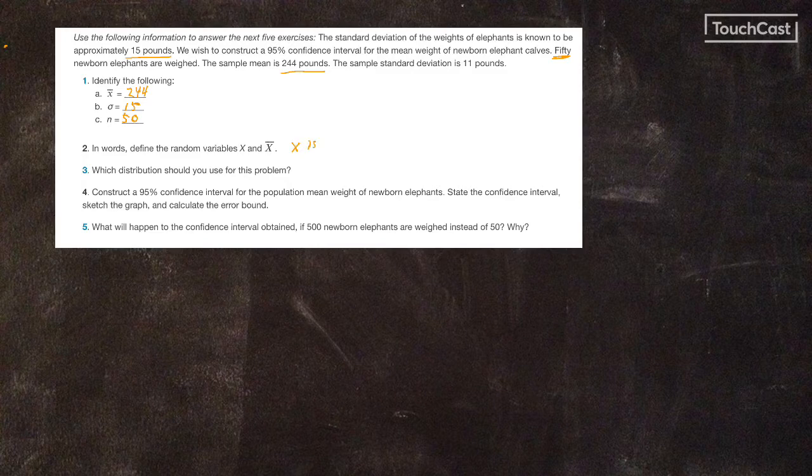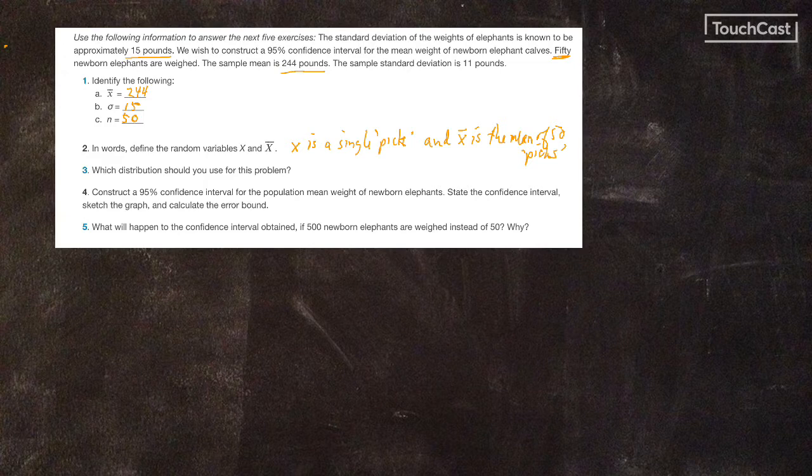X is a single pick, if you will, and x bar is the mean of 50 picks. So that's the difference between those two.